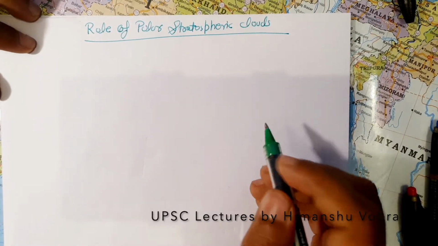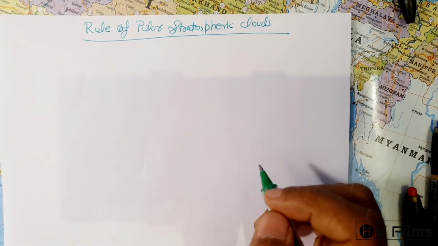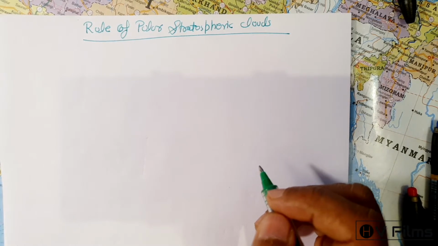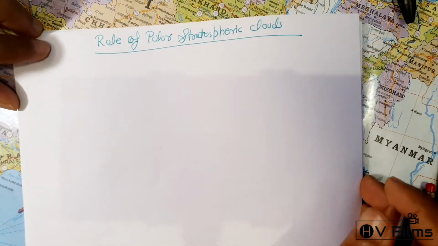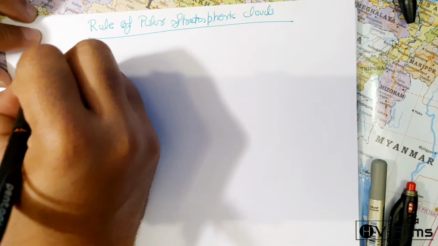Hi everyone. In the previous lecture, we were studying about the ozone depletion. In this lecture, we will study about the role of the polar stratospheric clouds in the ozone depletion. Now, there are mainly three types of stratospheric clouds.